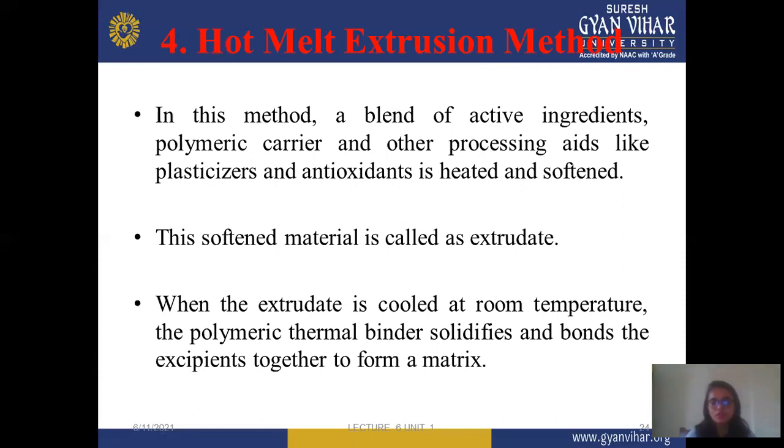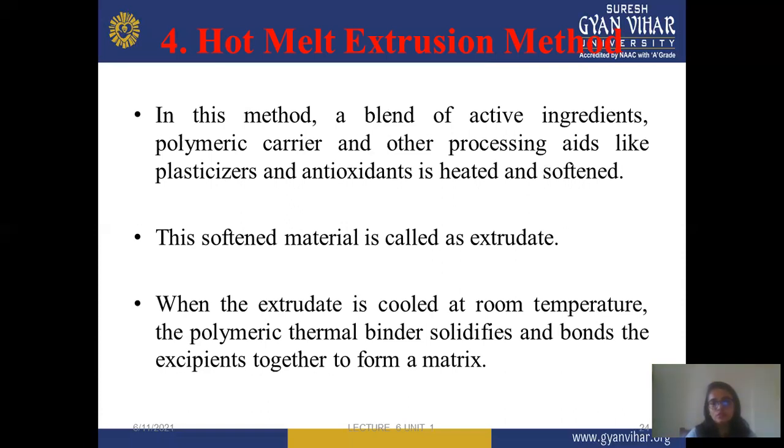This softened material is called the extrudate, and when the extrudate is cooled at room temperature, the polymeric thermal binder solidifies and bonds the excipients together to form a matrix. After softening the mixture, you form the extrudate, and you cool this extrudate at room temperature, and the polymeric thermal binder solidifies and bonds the excipients to form the matrix.